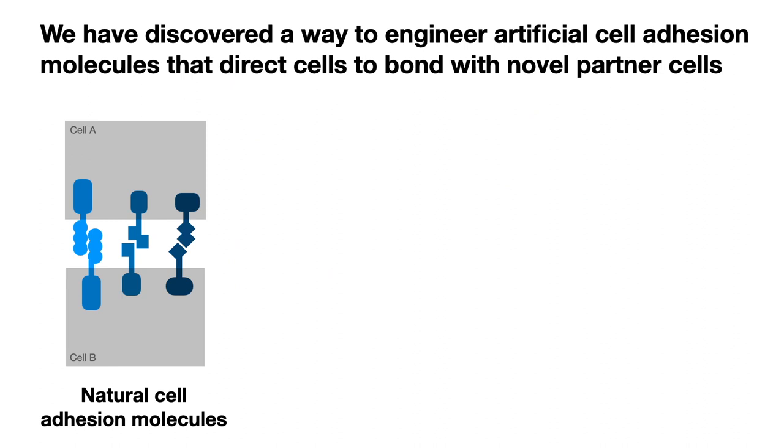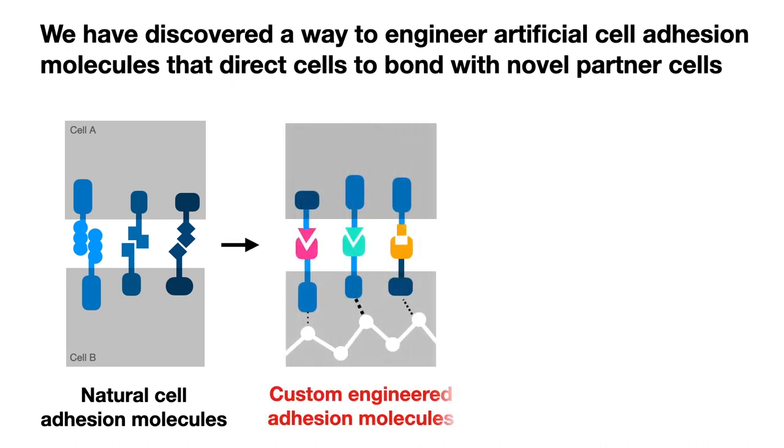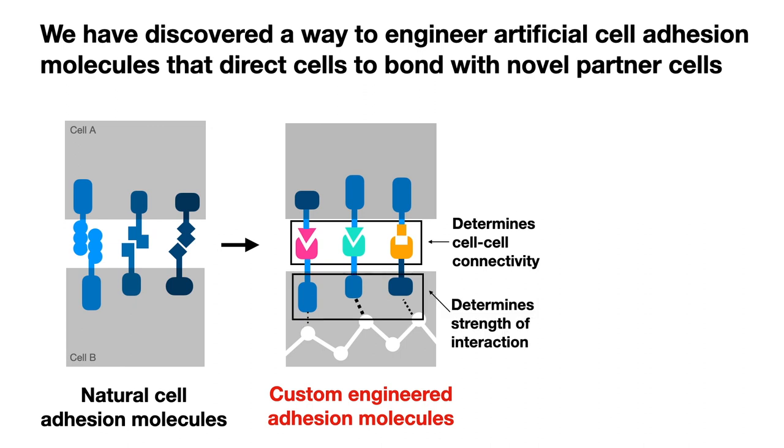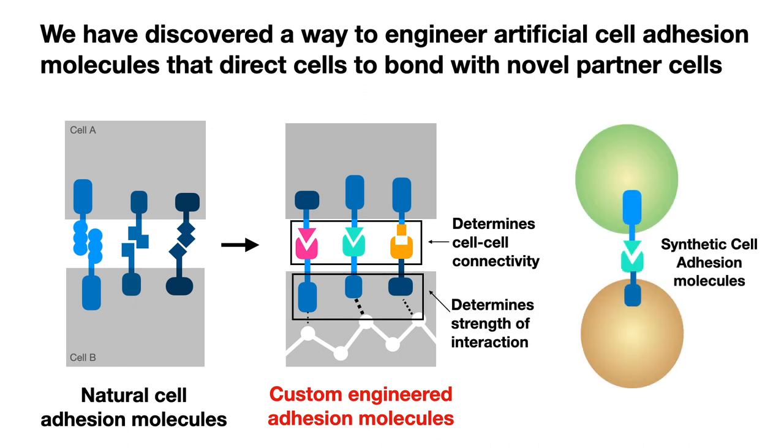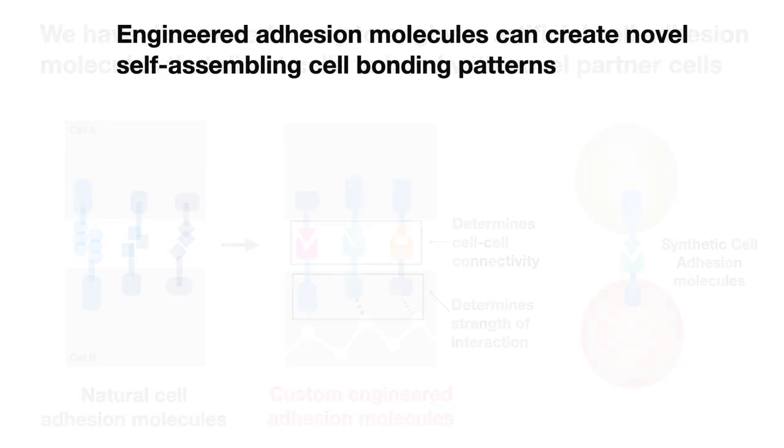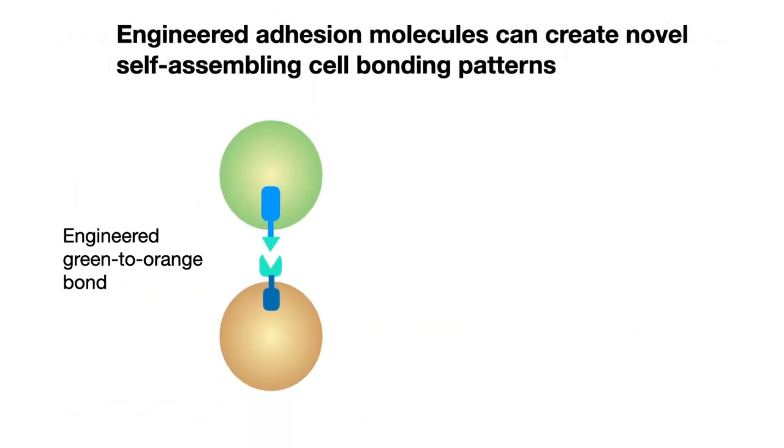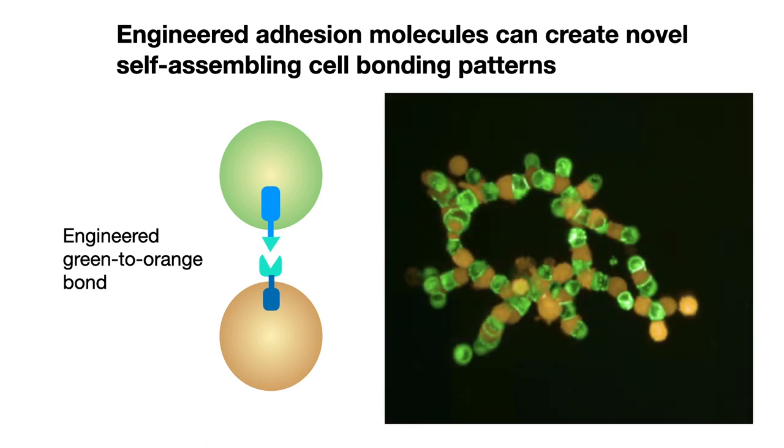We have discovered a way to engineer artificial cell adhesion molecules that direct cells to bond with novel partner cells. Part of the molecule determines which cells will bond to each other, while the other determines how strong that interaction is. Engineered adhesion molecules can create novel self-assembling cell bonding patterns like this green and orange assembly.